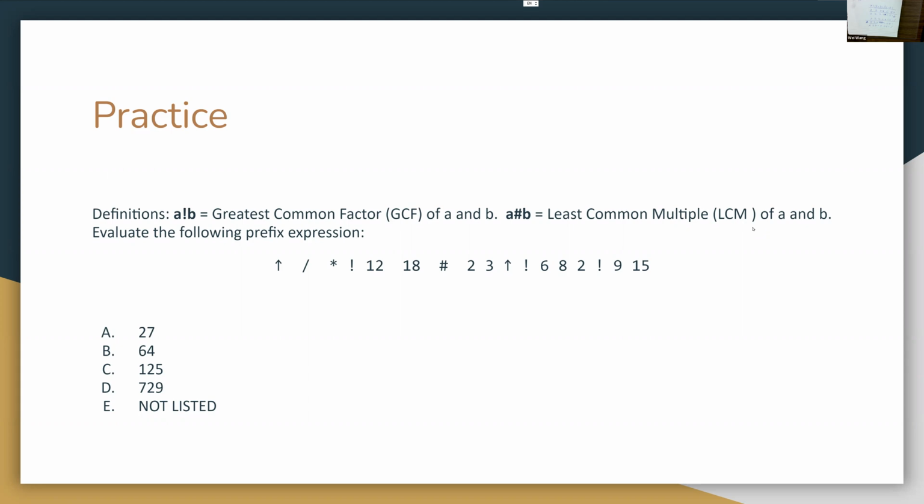And basically, you can just write this expression down, and then as you evaluate them, draw an underline between the operators and operands, and the rest of them you just copy down one step at a time.